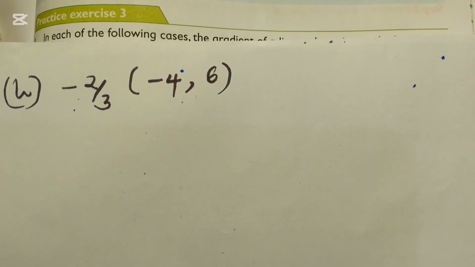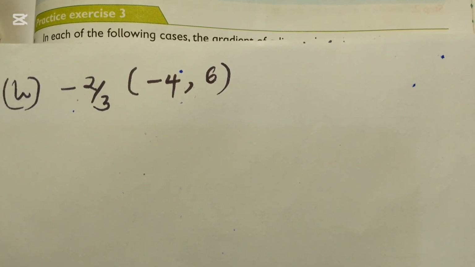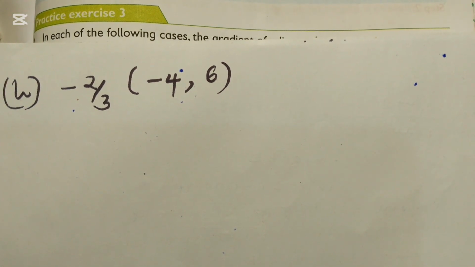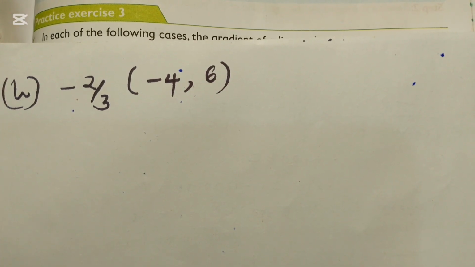The reason I've chosen this question is because, first, the gradient is a negative fraction, and again the given point, or the known point, includes a negative integer. Many students usually have a problem with negatives in mathematics. Some of them tend to ignore the negative, thinking it's not important, and just drop it. No. You should always obey negatives in mathematics.